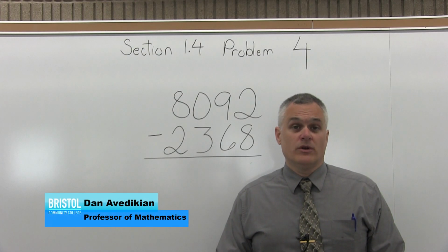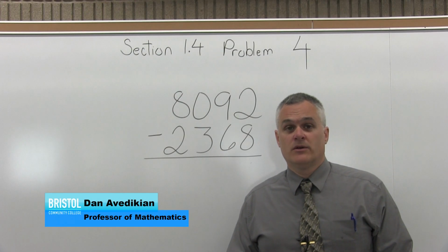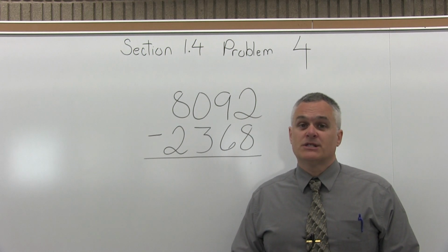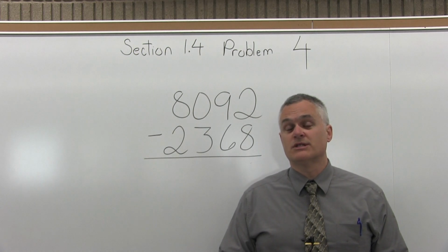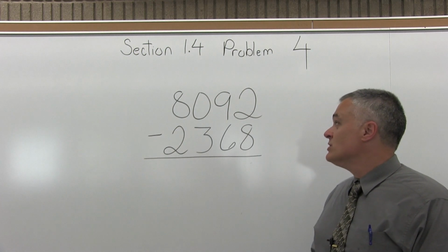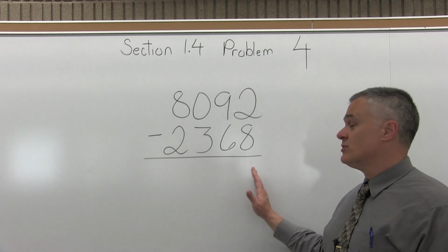This is Section 1.4, Problem 4. We have the problem 8,092 minus 2,368. So, just do it column by column.